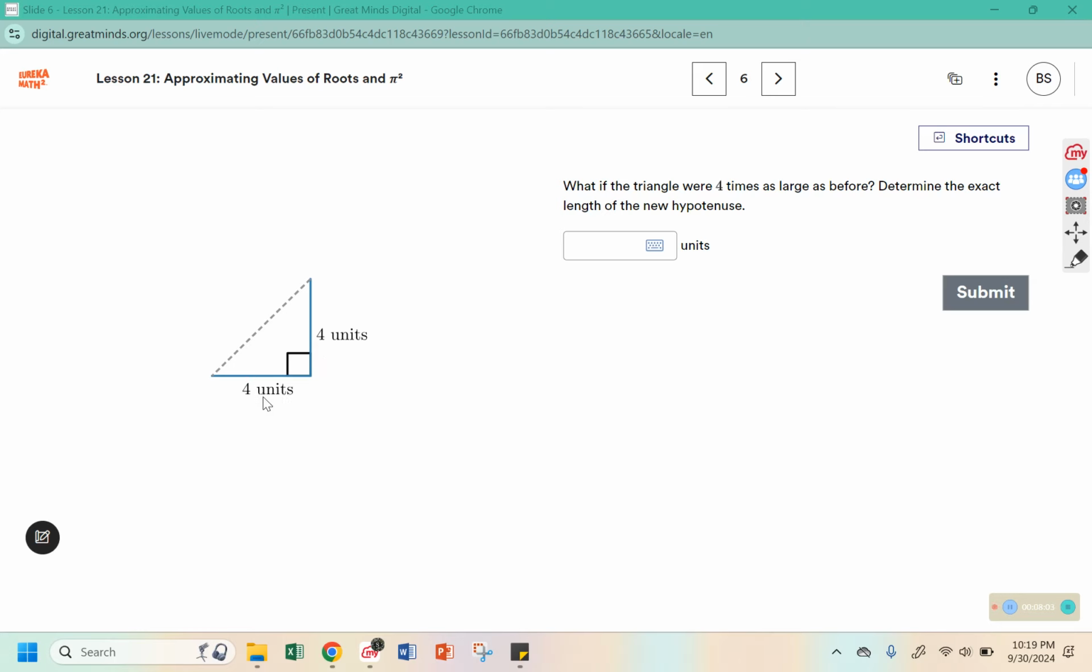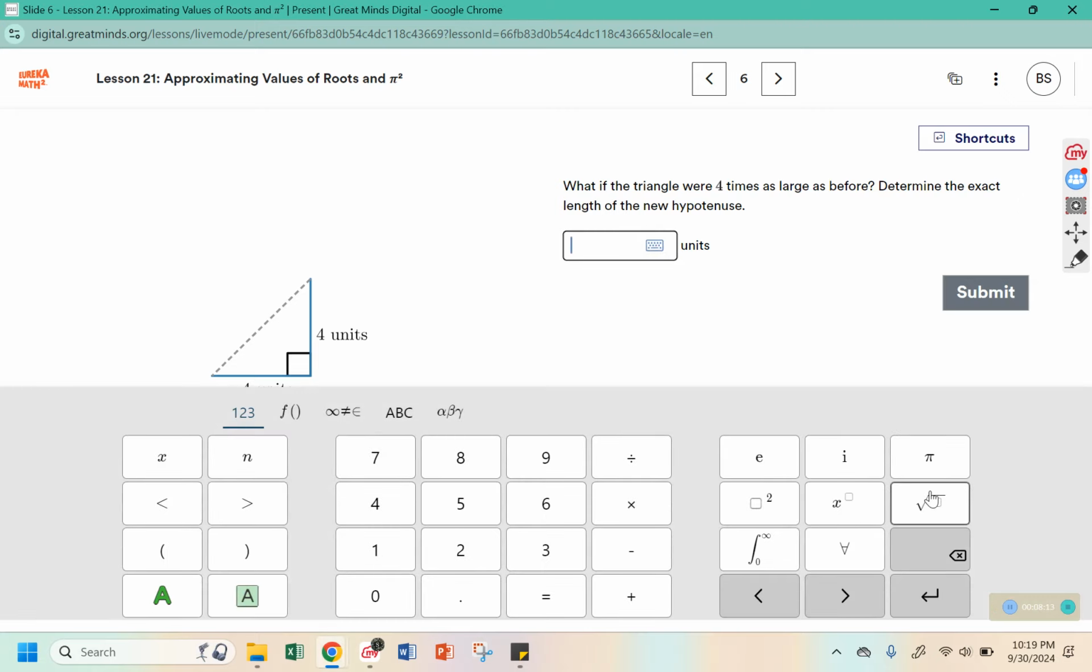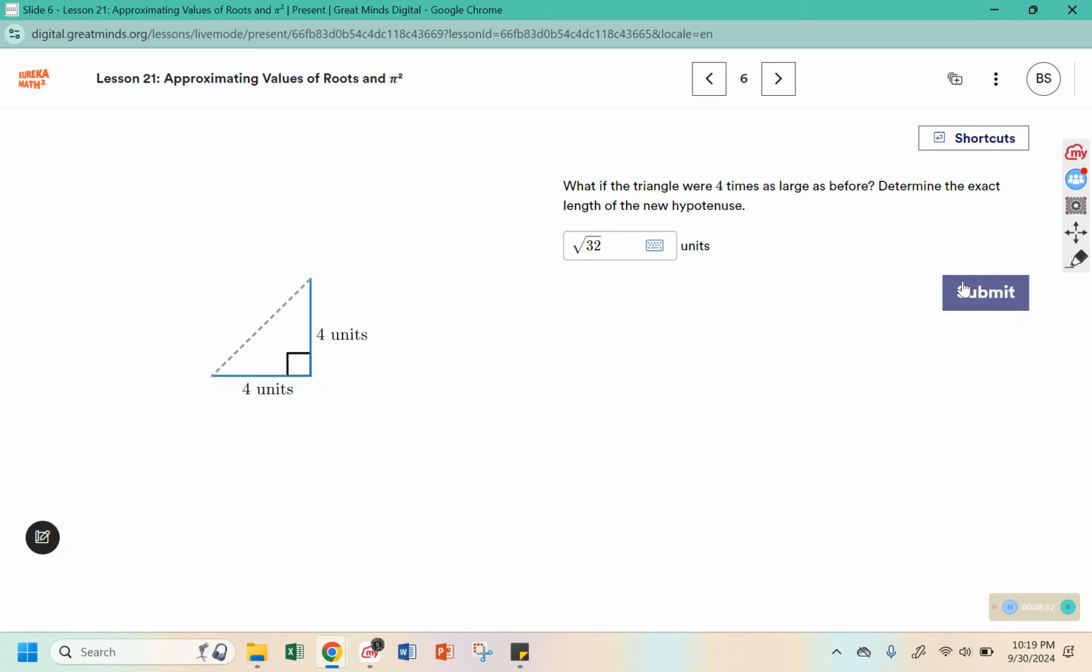For this one, we would have 4 squared is 16, plus 4 squared is 16. 16 plus 16 is 32, which is not a perfect square, so we write it as the square root of 32.